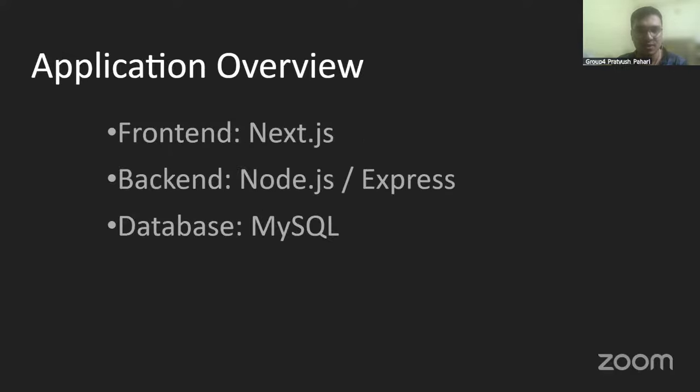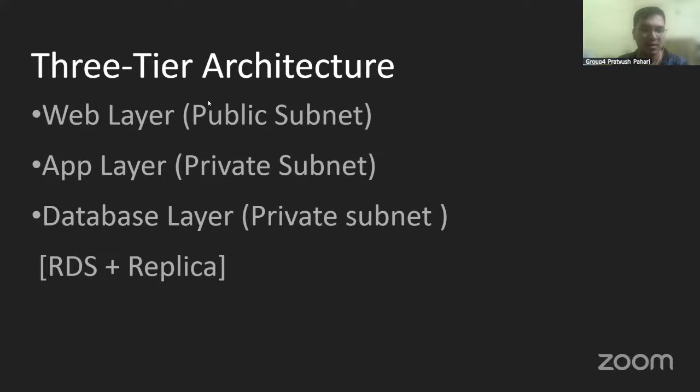Application overview, as I have just mentioned, it's a three-tier architecture. It has one front end, one backend, and one database. The front end is made on Next.js, the backend is on Node.js and Express.js, and the database is MySQL. Three-tier means web tier, app tier, and data tier. We have to deploy the app tier and the database tier into the private subnet and the web tier into the public subnet. I will come to the details later, but this is the overview of the three-tier architecture. Let's proceed.